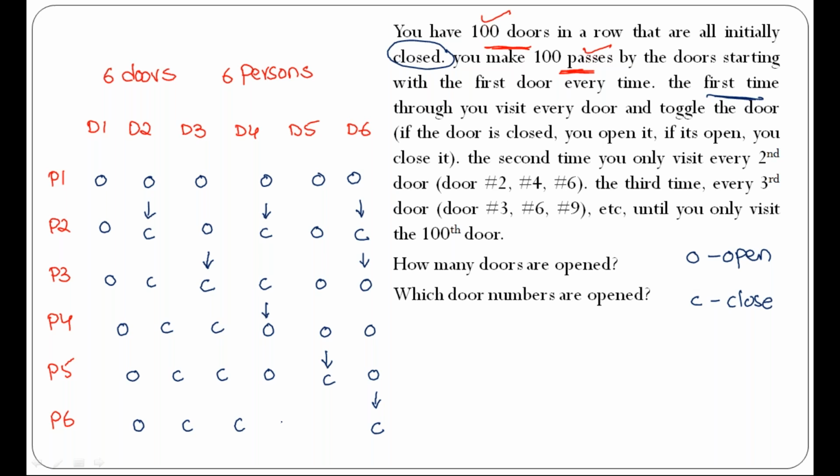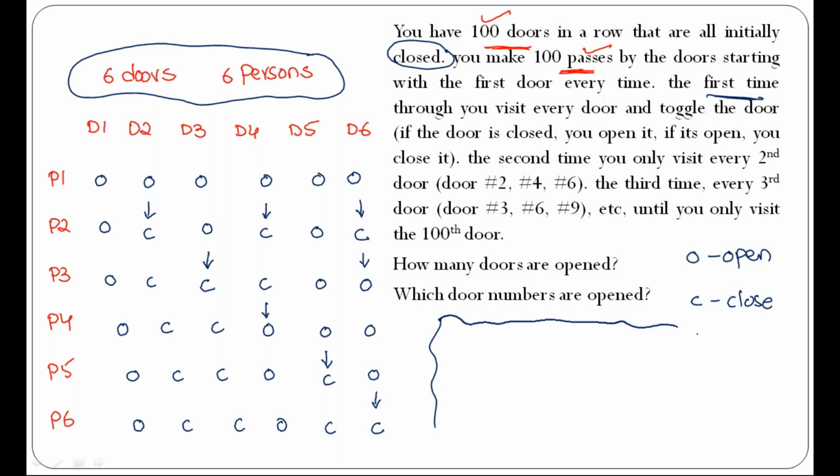After this entire process, because the question is for 100 doors, 100 persons. But on paper, if you want to analyze 100 doors, it's not possible. We have to go with a small number. That's why I performed it with 6 doors, 6 persons.